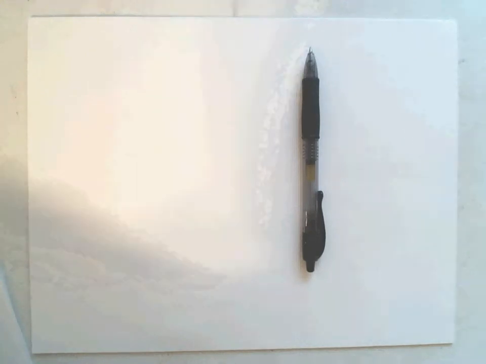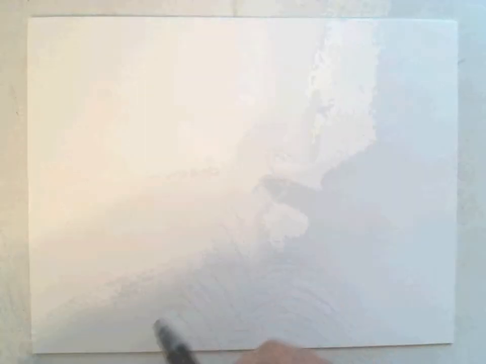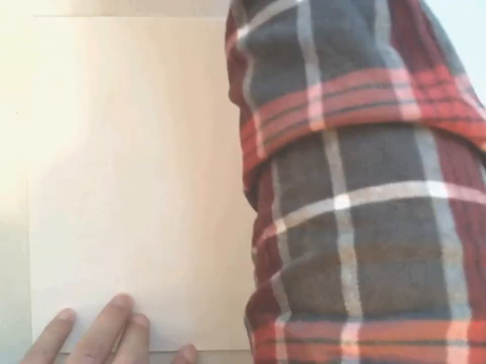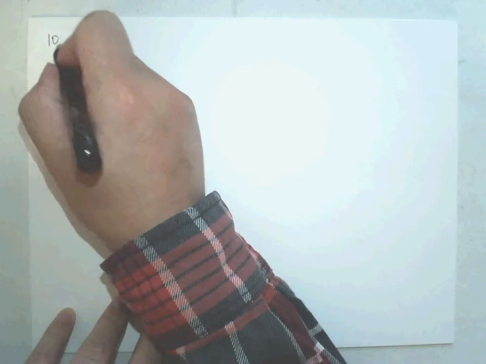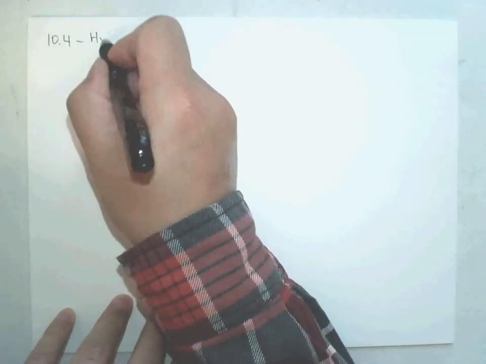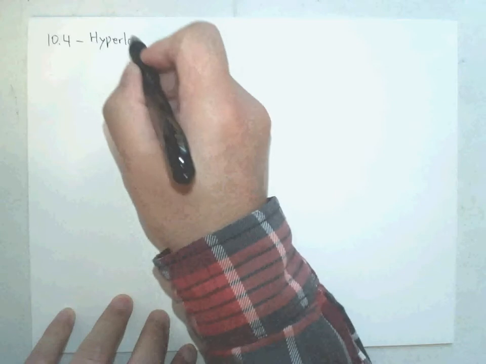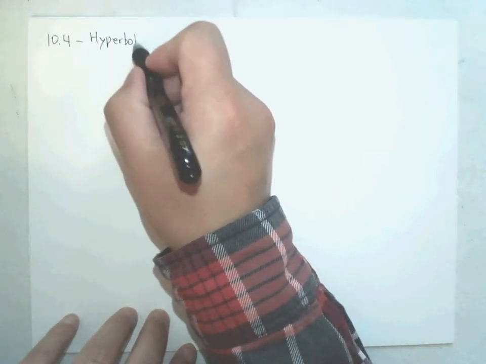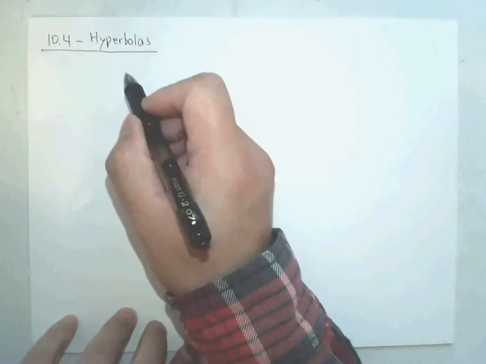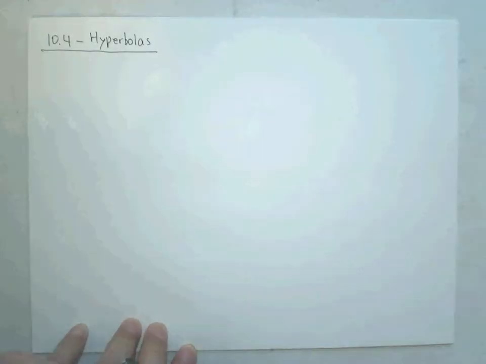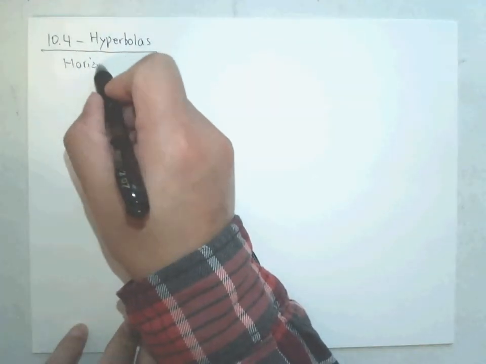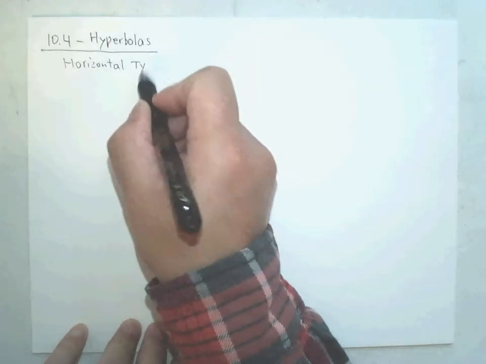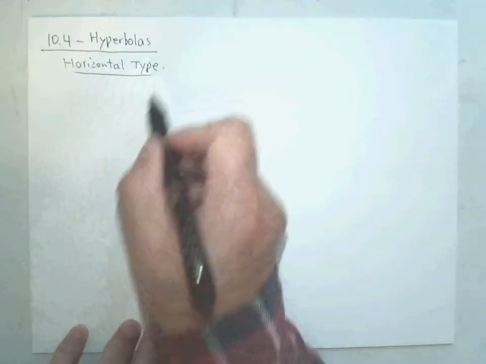That's talking about the hyperbola. We're going to 10.4, the hyperbola. First, we're going to introduce the standard equation for two types of hyperbolas. The first type we call the horizontal type. Let's look at this graph.